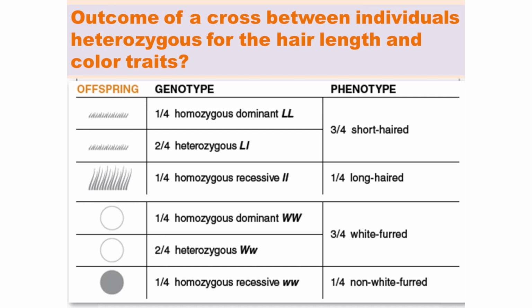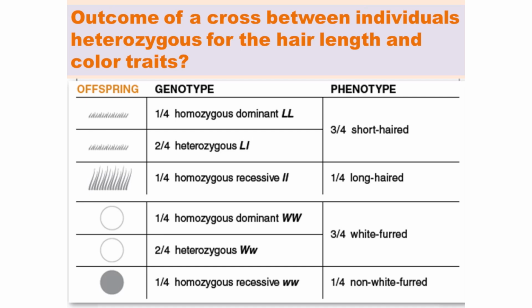So at the top, I'm just looking at short versus long hair. And you see that 3/4 were short-haired. And those short-haired ones, they're showing the dominant trait. They might be homozygous dominant, or they might be heterozygous. In fact, we'd see 1/4 of them would be homozygous, half of them would be heterozygous. But 3/4 still show the short-hair trait.